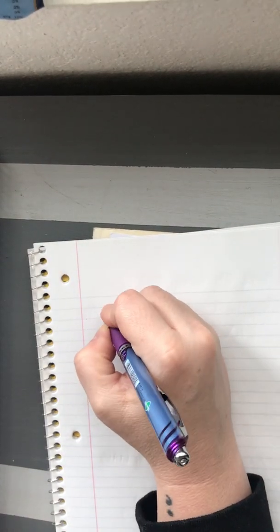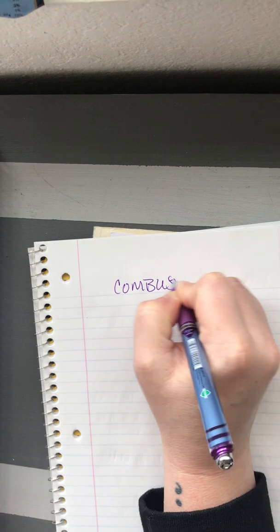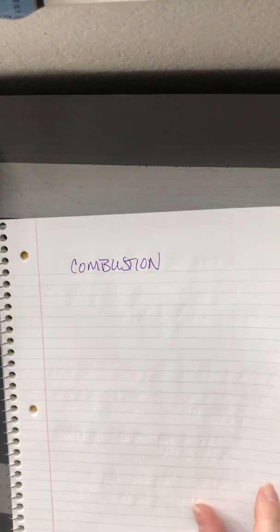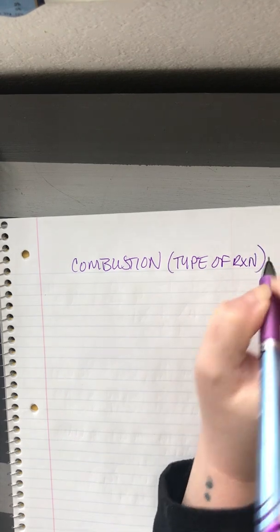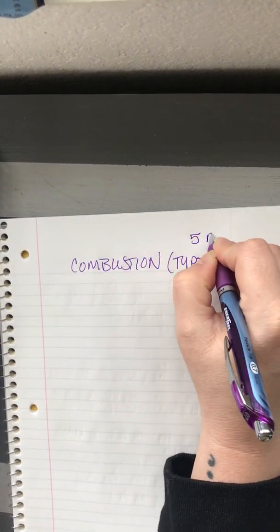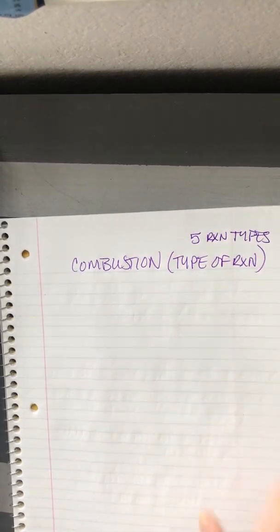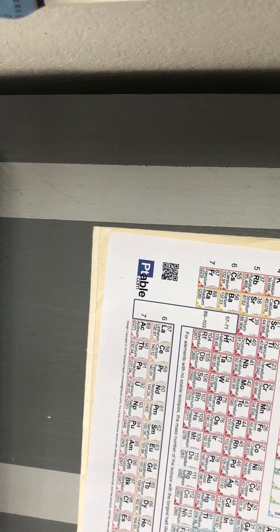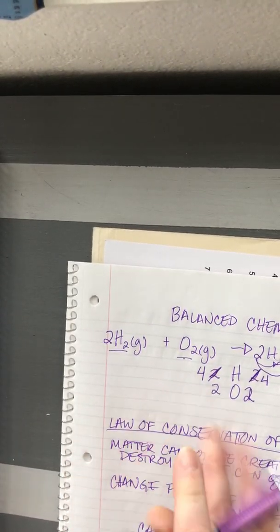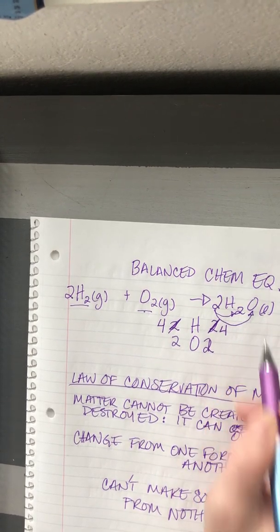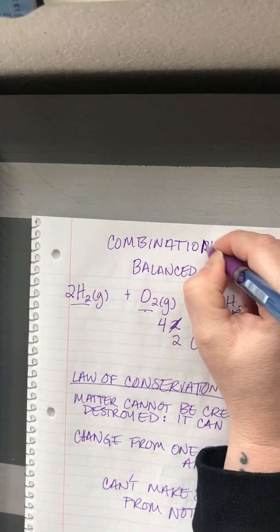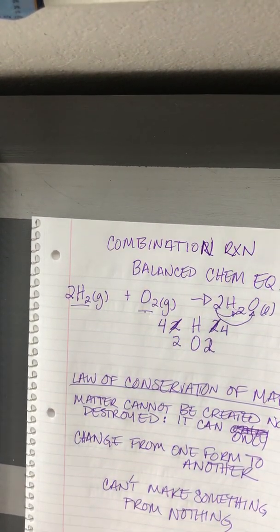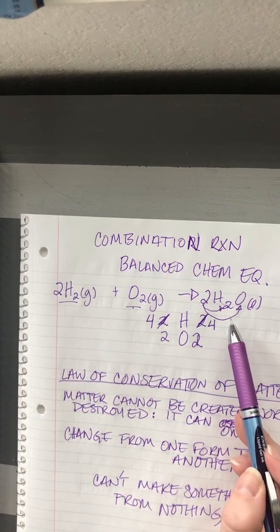So, let's look at a combustion reaction, okay? So, this is a type of reaction, and there are 5 types of reactions. Let's go back to the previous one so we can talk about what kind of reaction that was. So, we had 2 things here being combined to make one thing. This is called a combination reaction, right? So you're combining 2 reactants to make one product, right?